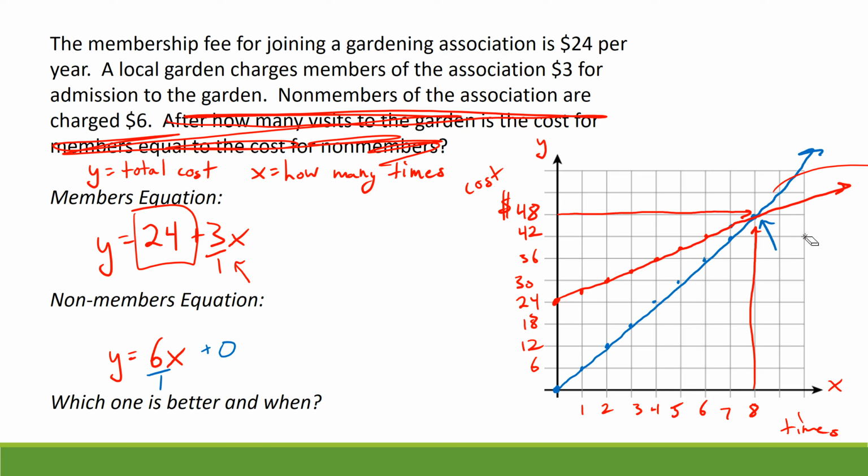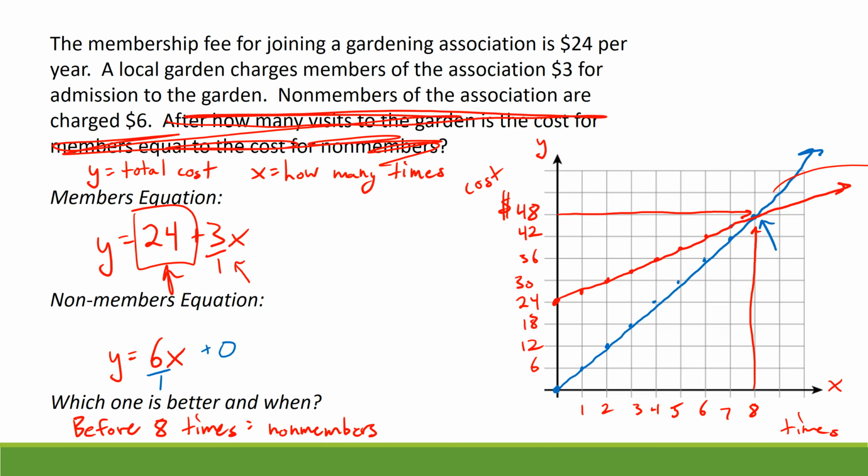So which one is better and when? Well, before 8 times, wouldn't you say it's the non-members? And the reason it's better at the beginning is because they do not have to pay as big a fee. They don't pay this initial fee.